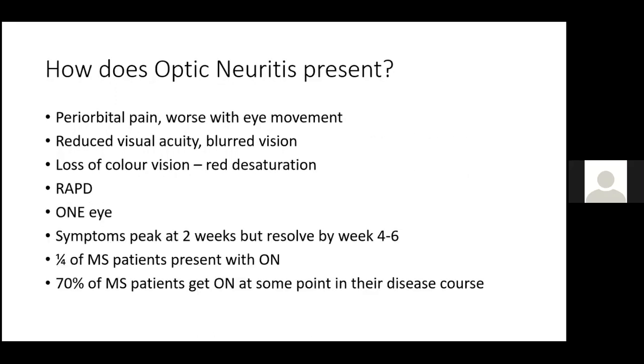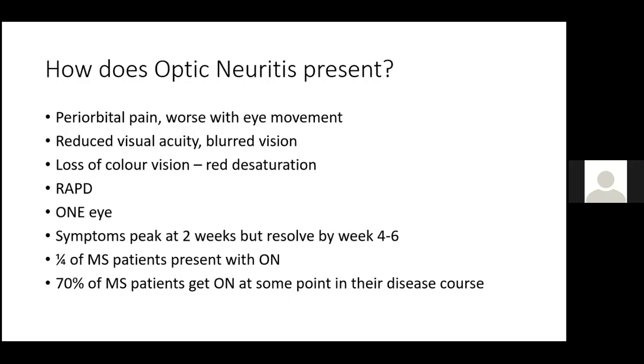So most patients with MS will present with optic neuritis as the first symptom of MS. So what is optic neuritis? The way it presents is you get periorbital pain, which is worse on eye movement. They get reduced visual acuity and blurred vision, and they have loss of color vision, usually the red color that they lose. You have a positive relative afferent pupillary defect, which I'll be covering on the next slide.